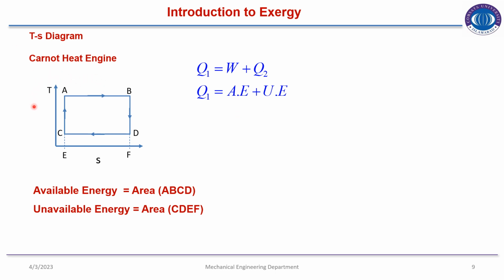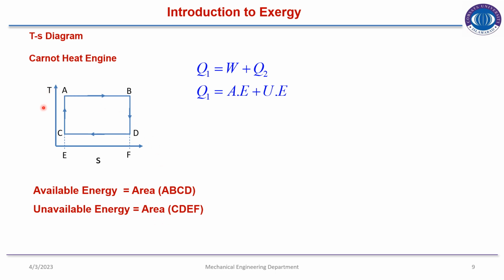Now if you look closely at the TS diagram, the area ABCD inside the TS diagram process represents the available energy, whereas the area CDEF, the area below the process, represents the unavailable energy.